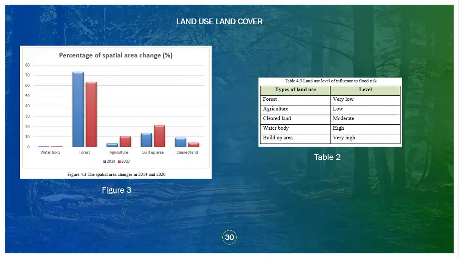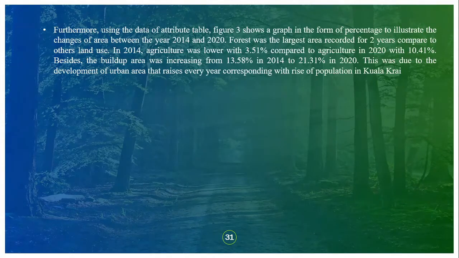Okay, land use land cover. Figure 3 is the percentage of spatial area change, and Table 2 is the land use level of influence to flood risk. Furthermore, using the data of the attribute table, Figure 3 shows a graph in the form of percentage to illustrate the changes of area between the year 2014 and 2020. Forest was the largest area recorded for both years compared to other land use.